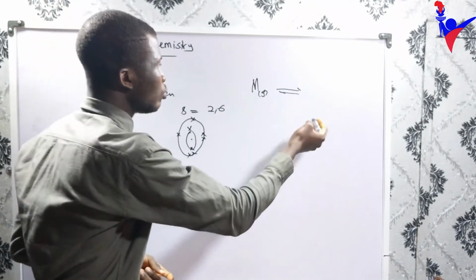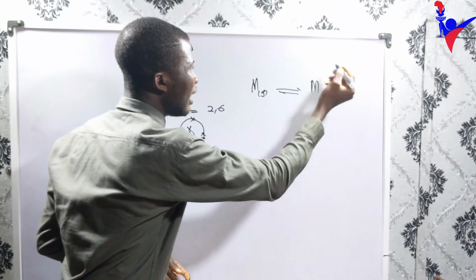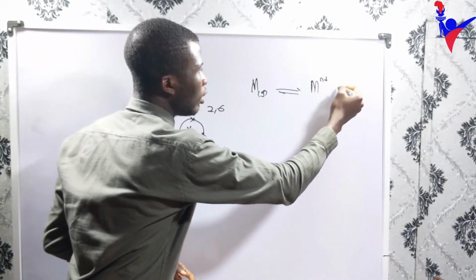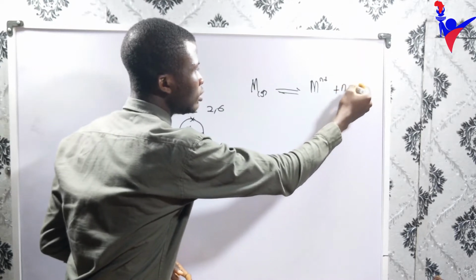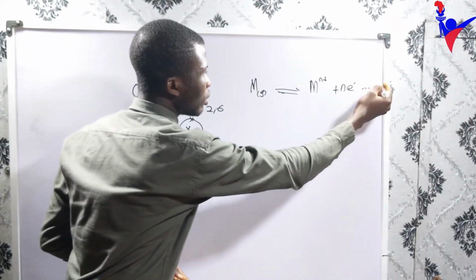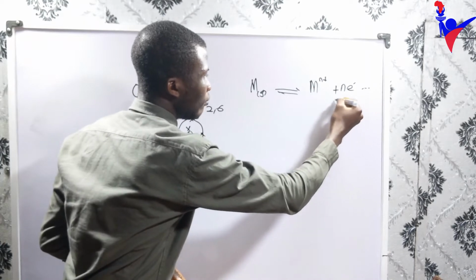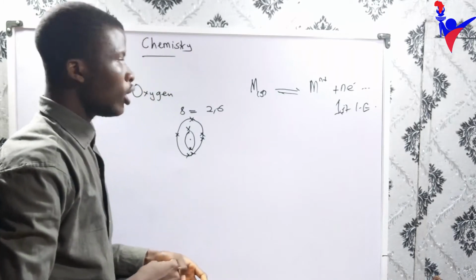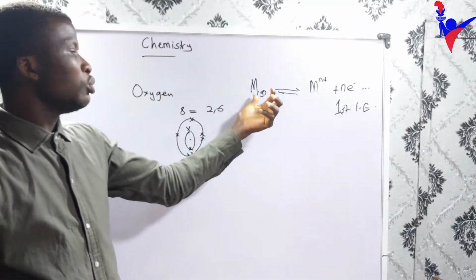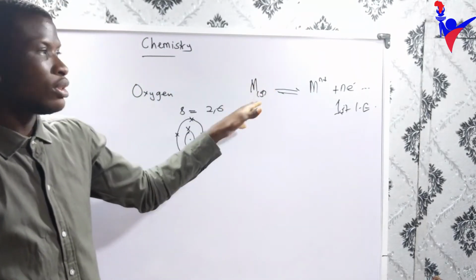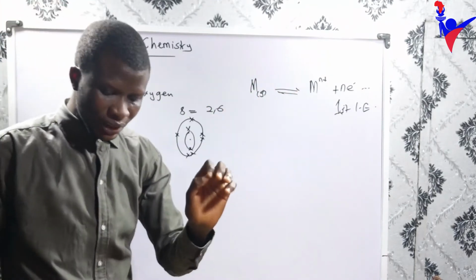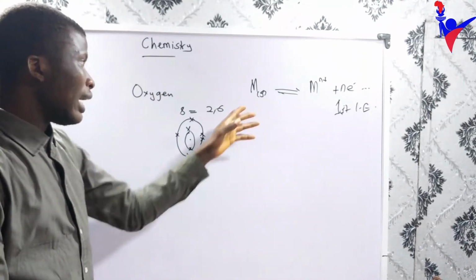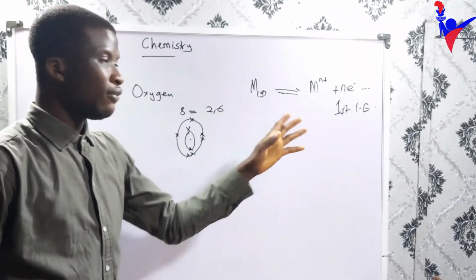So in this case, you can now have something like M to M n+ plus n electrons, depending on the number of electrons that you remove, and therefore you can talk about first ionization energy. Because you removed an electron from this atom in its neutral state, forming an ion, the energy with which you are able to knock off an electron from the atom in its neutral state is the first ionization energy.